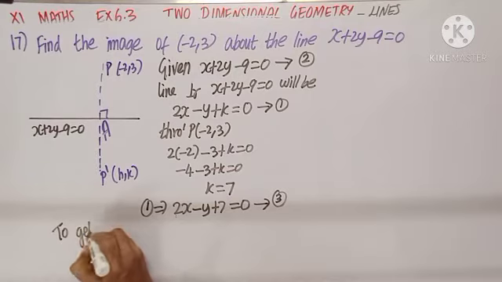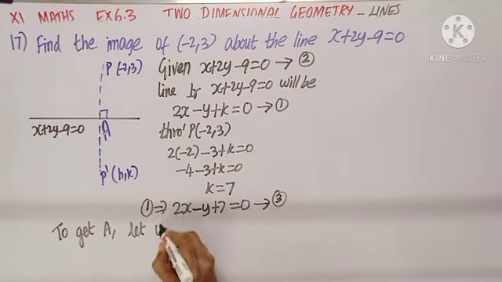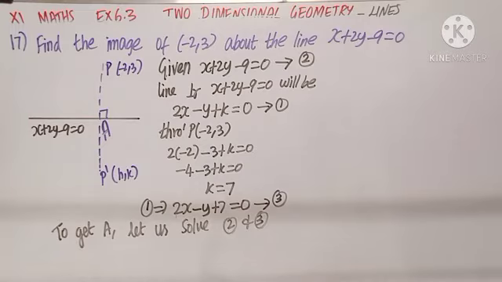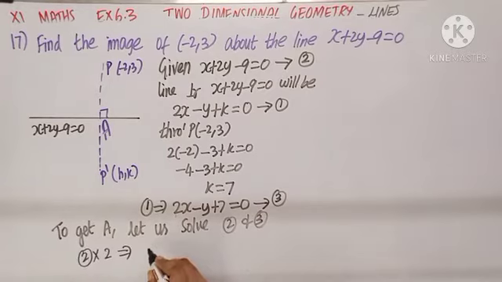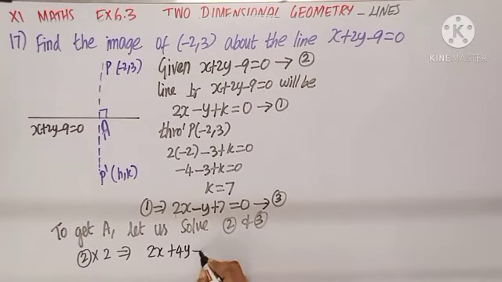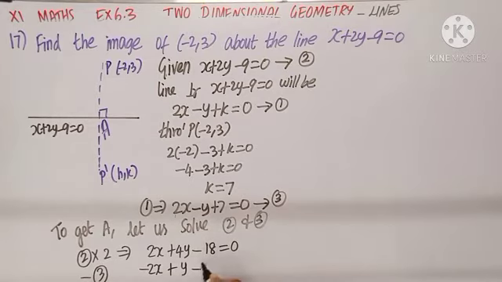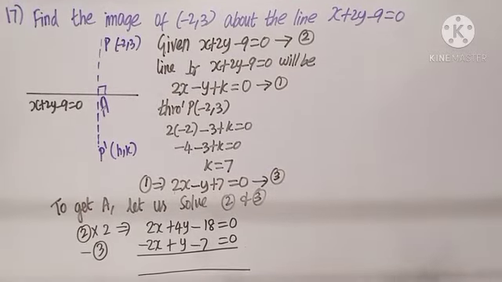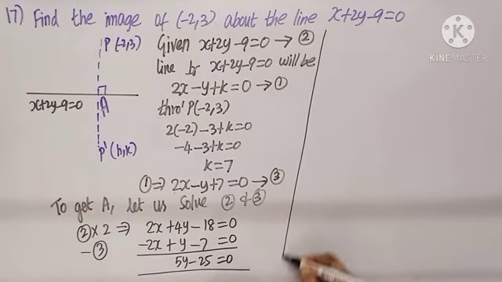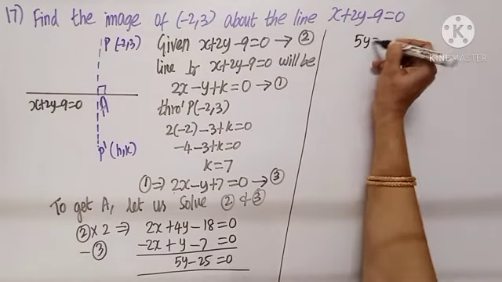To get A, let us solve 2 and 3. How to solve it? Second equation, let us multiply by 2. I get 2x plus 4y minus 18 equal to 0. Third equation, let us subtract. So change the sign: minus 2x plus y minus 7 equal to 0. As I simplify, I get 5y minus 25 is 0, or y equals 5.